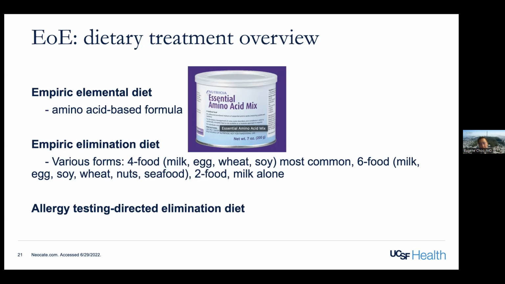And then there are some other varieties out there as well, including a 2-food elimination diet, typically milk being one of them, and then the other food being somewhat different depending on which study you look at, and even which country they're doing it in. And then the milk alone elimination diet, because milk is typically the most common offender that helps drive EOE. And then lastly, we've got the allergy testing directed elimination diet, which is going to be the most relevant topic for us now.